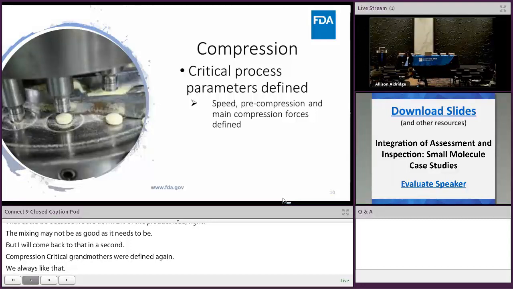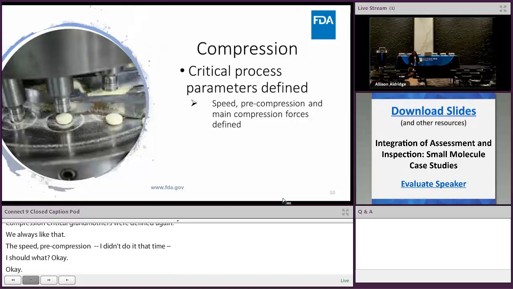Okay. So a lot of times pre-compression is not defined because it doesn't have to be a critical parameter. But it's nice to have. We're happy to see that.